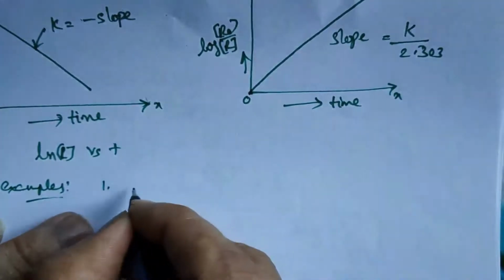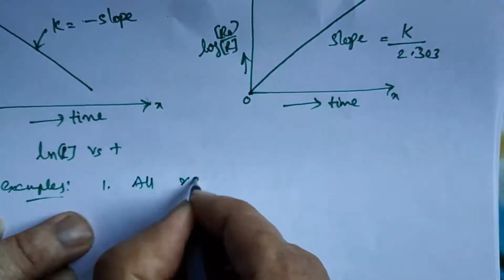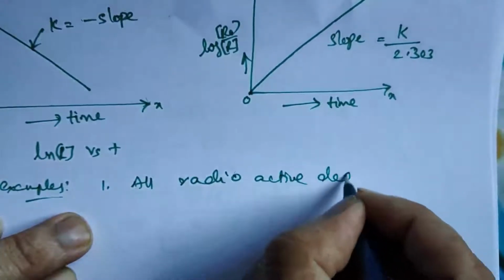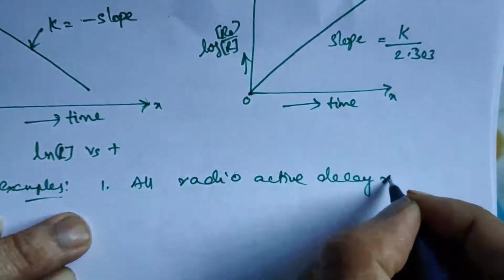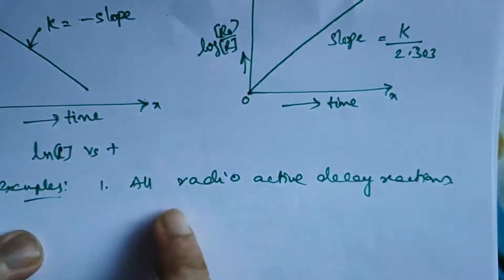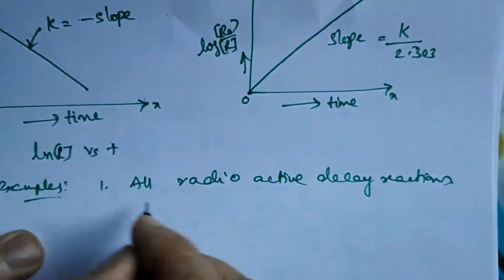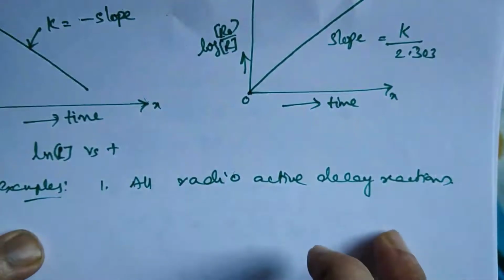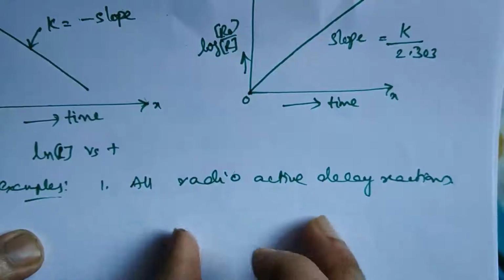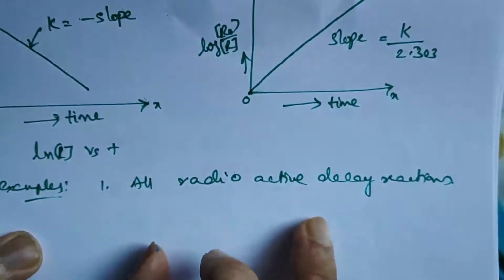First one is all radioactive decay reactions. All radioactive decay reactions are the best examples for first order reactions. That means uranium converts into thorium and radium to radon. These all come under first order reactions.